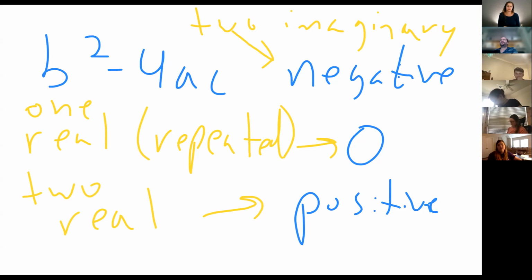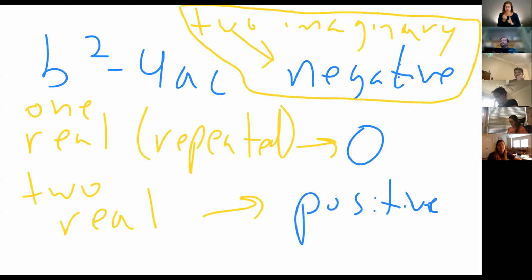Now they can ask you how many real solutions you are getting, or how many imaginary solutions you are getting. They could ask these in different ways. So let's say we're getting a negative underneath for our determinant. How many real solutions would we get if our determinant was negative? Two imaginary.